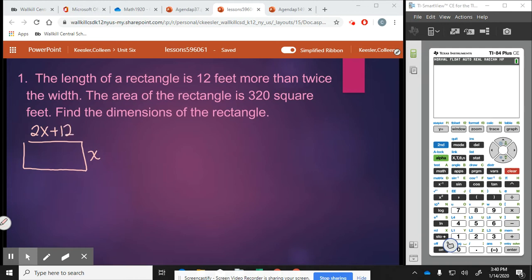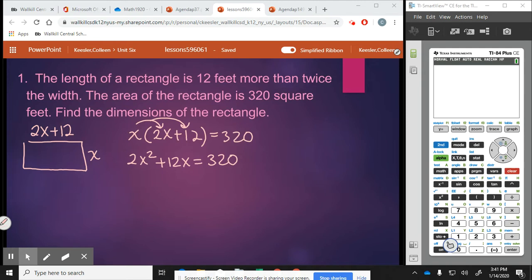Now remember, area of a rectangle is length times width. So this is going to be x times (2x plus 12). And they tell us it's 320. So there we have our equation. So now we're going to distribute the x, which gives us 2x squared plus 12x equals 320.